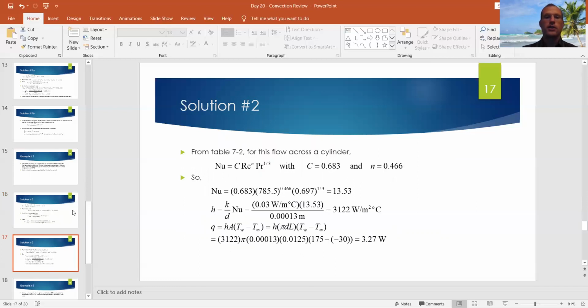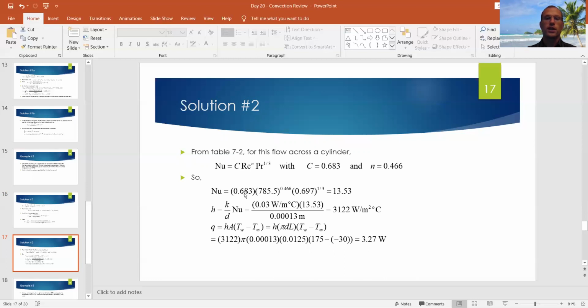And then table 7-2 has this flow across a horizontal cylinder. For flows across a horizontal cylinder, we have this empirical relationship: the Nusselt number is some constant C times the Reynolds number to some power N, times the Prandtl number to the 1/3. Based on this Reynolds number of 786, appropriate values for C and N, again from that table: C is 0.683, N is 0.466. So just stick all those values in.